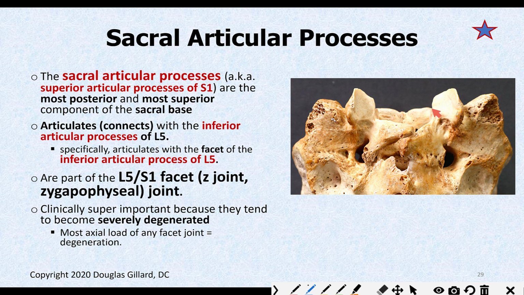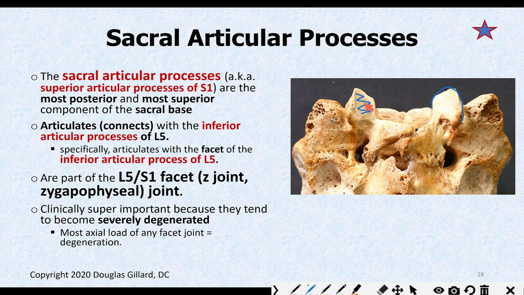These little rabbit ears right here, those are superior articular processes, and there's a shiny surface, right? So that's the facet of the superior articular process. Because there's only one of them, there's no other complete articular processes, you can just call this the sacral articular process. You could call it the superior articular process of S1, or specifically the facet of the superior articular process of S1. So a couple things you could call it.